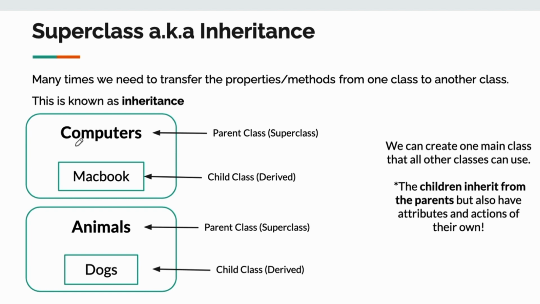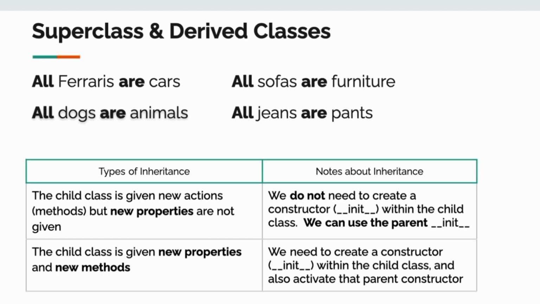How can we use that here? Well, we have computers, and computers could act as the parent class or the superclass. And then we have a child class: MacBook, Windows, Linux. That's how this could work. Or another example is animals as a superclass, a parent class, and all the other animals come from that. They make up their own unique child class. All Ferraris are cars. All dogs are animals. All sofas are furniture. And all jeans are pants. These are really good examples that I've mapped out.